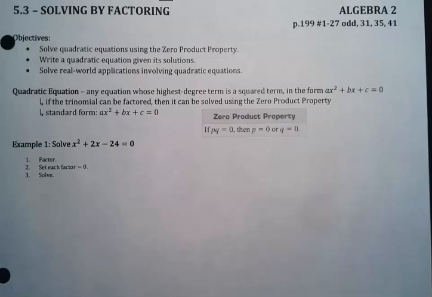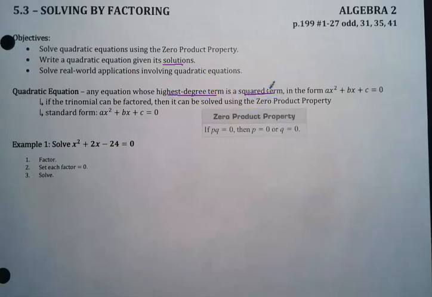All right, today 5.3, solving by factoring. Our objectives are to solve quadratic equations using the zero product property, which we see right here. We're going to write a quadratic equation given its solutions. So we're given the solutions, we're going to write the equation, and we're going to solve some real-world applications involving quadratic equations.